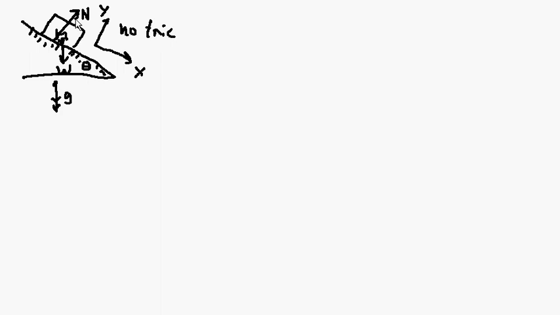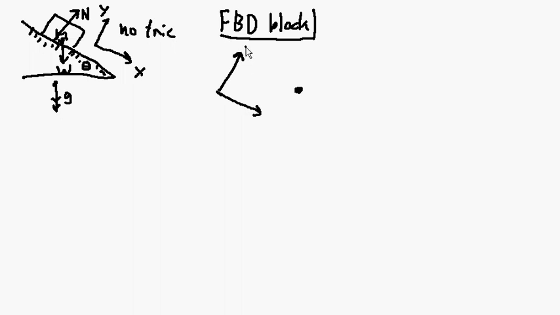And now let's do our free body diagram. So we're going to draw the FBD for the block. First, let's start with our point for the block. Then we're going to draw in our coordinate frame. I'm going to do this carefully here. So there's y and x.